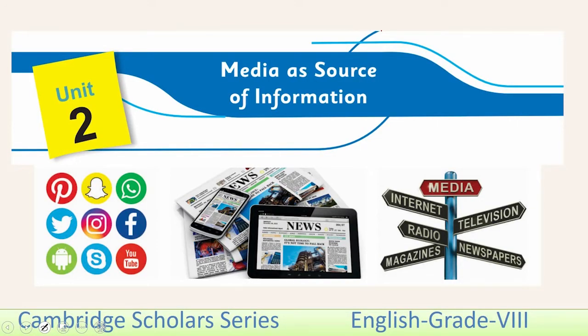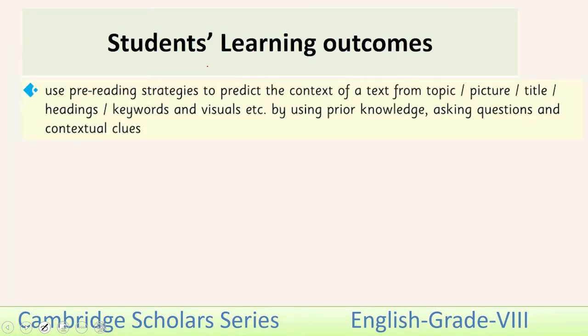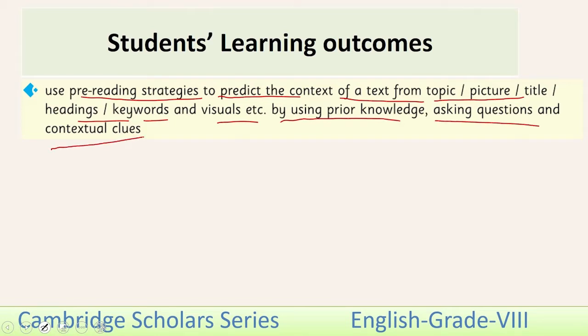We will start our lesson from unit 2, media as source of information. In this lesson, we are going to read the text of this unit. We are going to find out how the media is a source of information for us. SLOs of this lesson are: use pre-reading strategies to predict the context of a text from topic, picture or title, headings, keywords and visuals, etc. by using prior knowledge, asking questions and contextual clues.